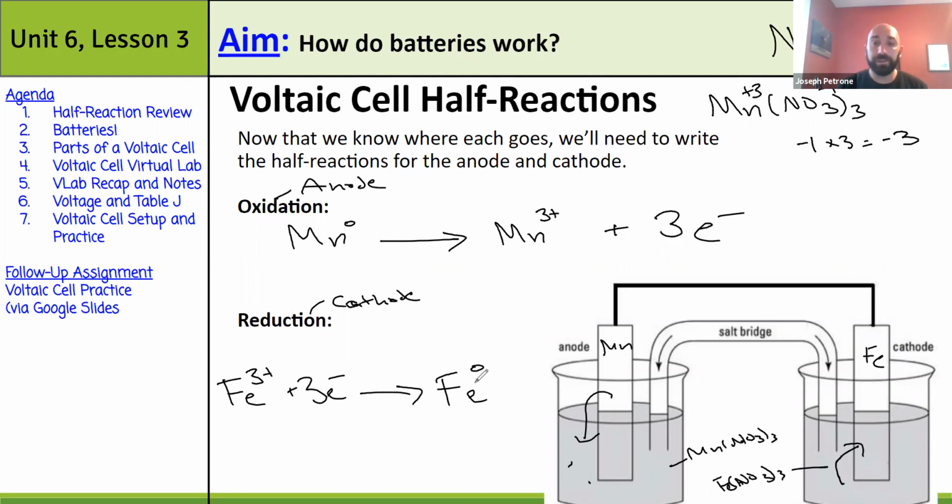And then one more thing to note. Electrons are once again flowing from our anode to our cathode. So they're flowing through this wire here. These are our electrons going from manganese, which loses them, to iron, which gains them. So this is how we would write the oxidation and reduction half reactions for the anode and cathode. I'm going to go through one more example, and then your follow-up is going to be some more stuff like this.